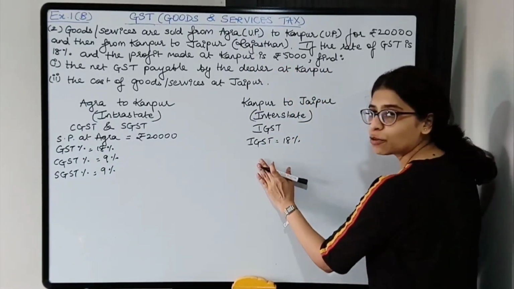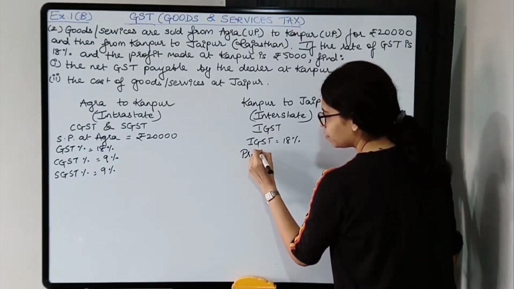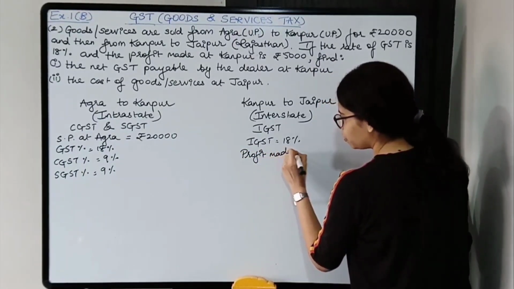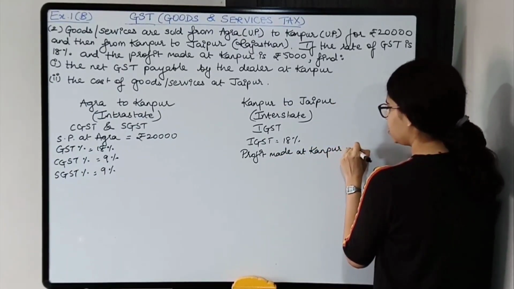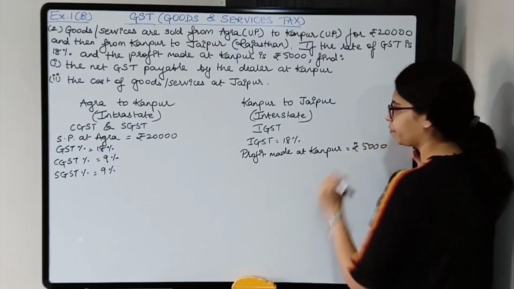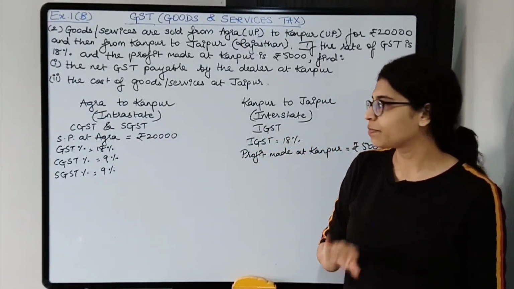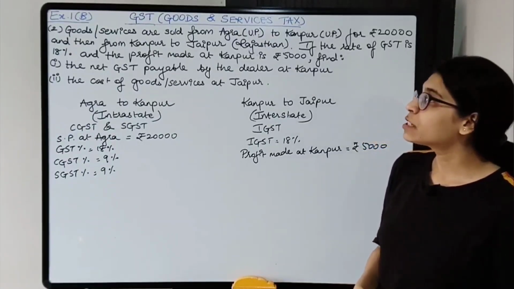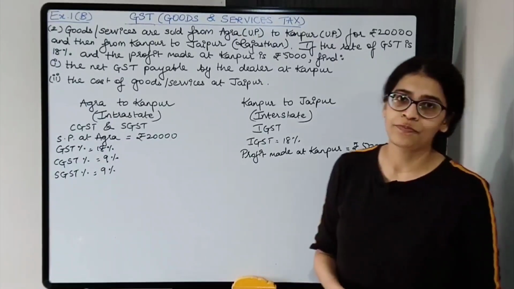So we'll write the profit over here. Okay, so profit made at Kanpur is rupees 5,000. All right, so we split the information accordingly. Okay. Now we need to find the first part, the net GST payable by the dealer at Kanpur.